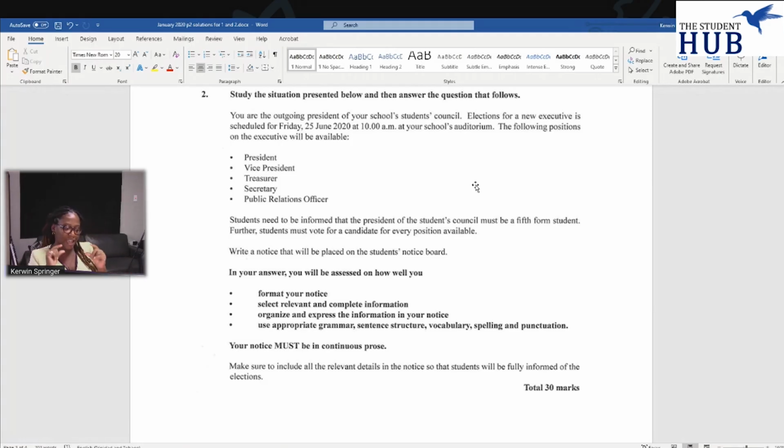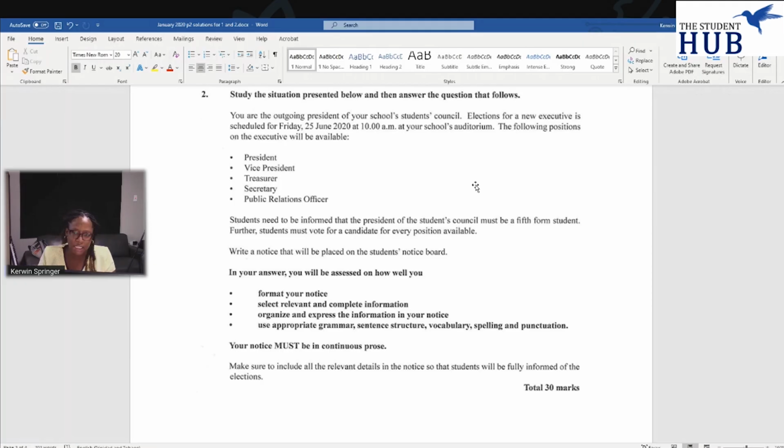And then they give you a little guideline in the sense that you have to format it, which simply means that your notice has to be in some kind of format. All right. It has to be following some kind of order, some kind of method. They talk to you again. They say that you have to select relevant and complete information. Again, like what I was talking to you all in summary writing, you have to be able to pull out from this what is necessary to include in your notice and what is not. Next, they say organize and express the information in your notice. So it's really just how you communicate this information to whoever is going to be reading this notice.